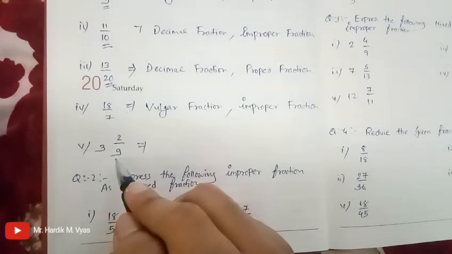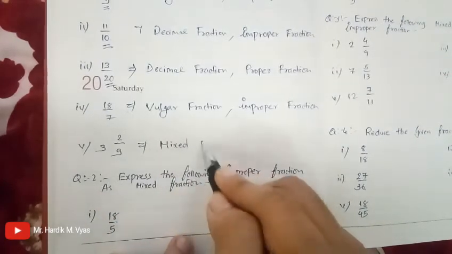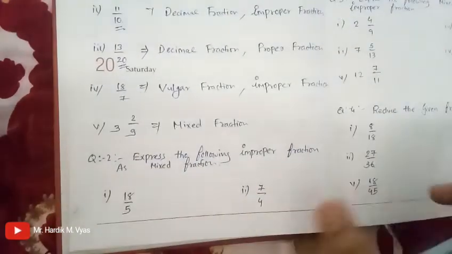Okay, fine. Here you can easily see that it's 3 and 2 upon 9. So this is the mixed type of fraction. Mixed fraction. Okay, fine, done.